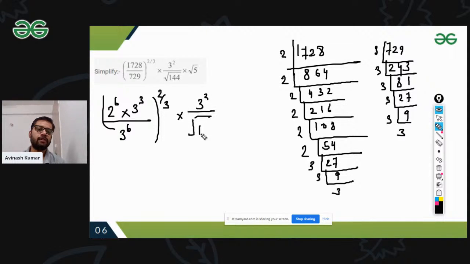Can I write this as 12 square into root 5? Okay, now see this 3 to the power 3, this can be cancelled. So I can write this again as 2 to the power 6. I can also write this as a 4. 2 to the power 6 is exactly how much? Anyone can get the answer? Just first let me know about this.